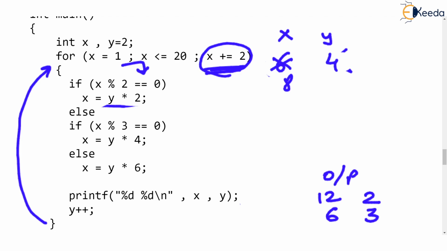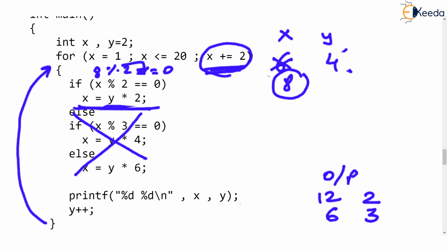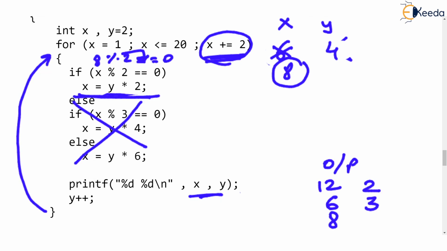So is 8 % 2 equal to 0? Yes, it is. So we are making x equal to y into 2. But that's 8, y into 2, 4 into 2. So x remains 8 and this else is not executed. Nested if, isn't it? And then we are printing x and y. X and y printed will be 8 and 4 because those are the current values of x and y. Then y increases, so y which was 4 will become 5.